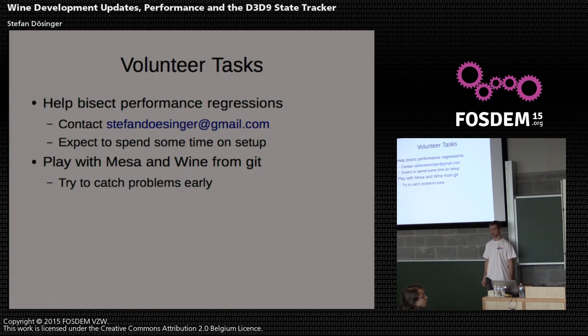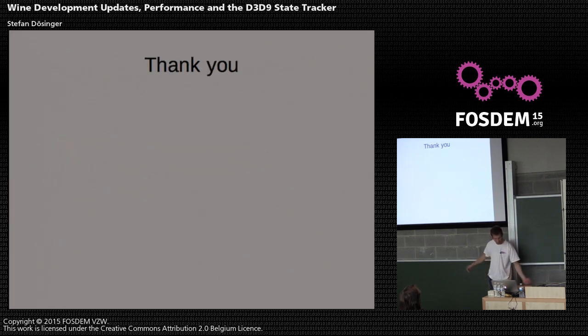And also when you play games on Linux, use the code from the Git repositories. Try to catch regressions early, try to report them early. It's much easier to fix a bug 3 days after it went into the tree rather than fix it after the next release. So that's mostly it from my part. If there are any questions, I think now is a good time.